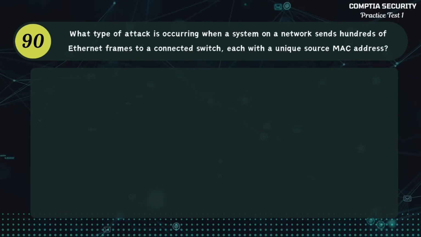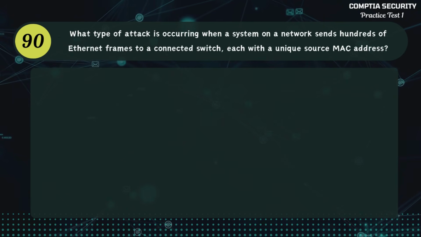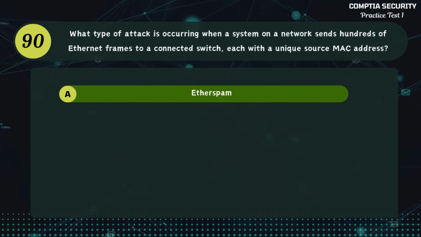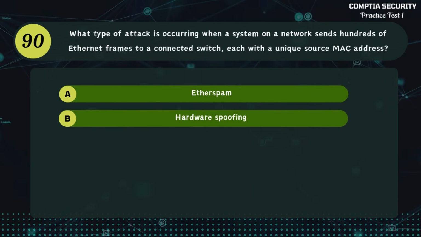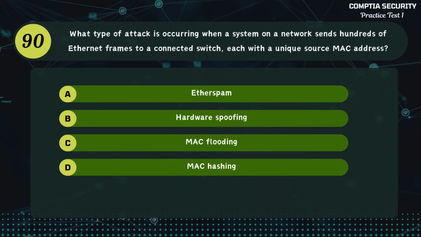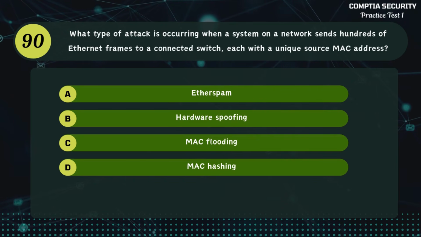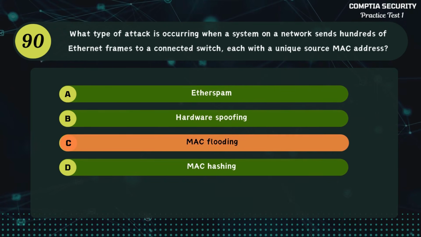Question 90. What type of attack is occurring when a system on a network sends hundreds of Ethernet frames to a connected switch, each with a unique source MAC address? A. Etherspam. B. Hardware spoofing. C. MAC flooding. D. MAC hashing. Correct answer C. MAC flooding.